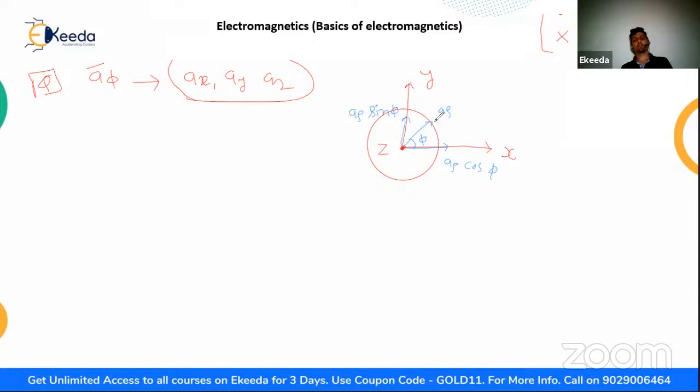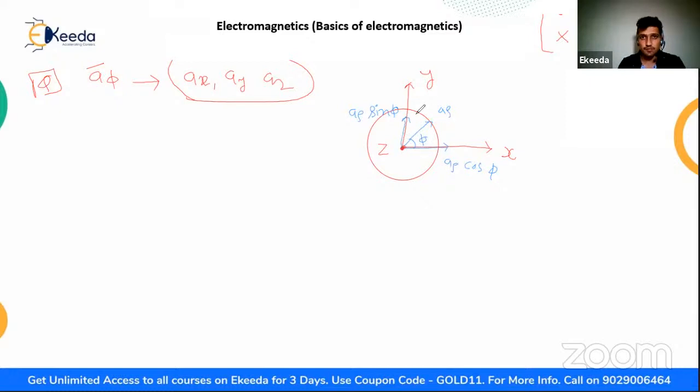Now I break up this vector into two components, x and y. This will not have any component in z because it is at an angle of 90 degrees. So arrow cos 90 will be 0, so this will not contribute a vector component in the z direction.